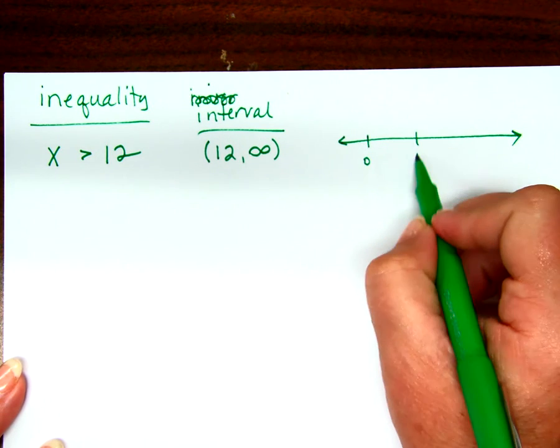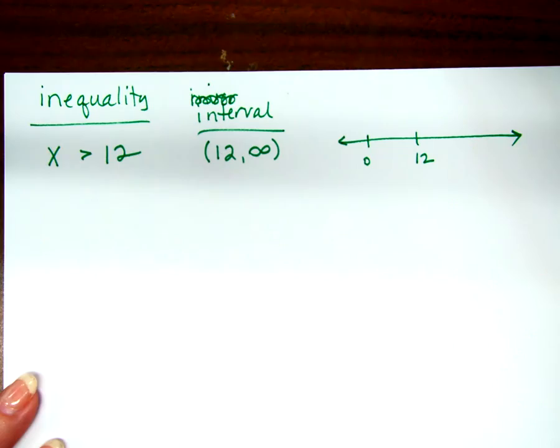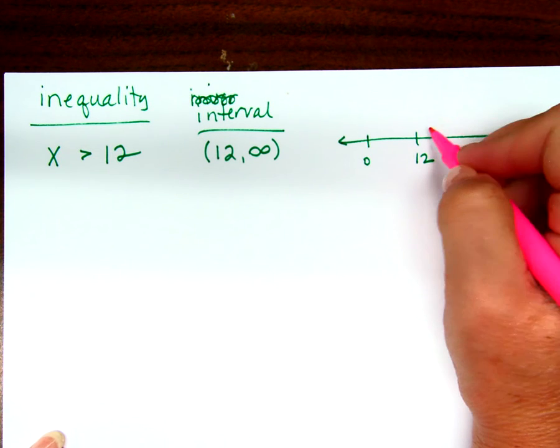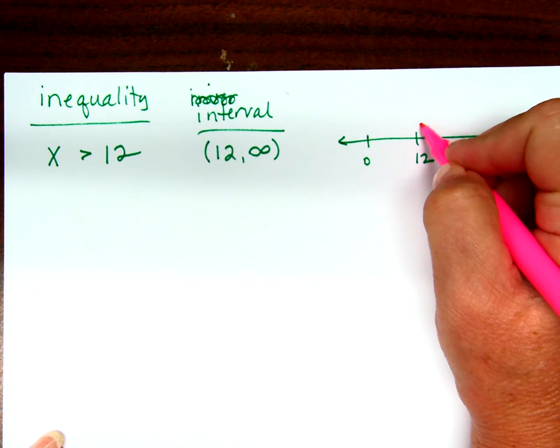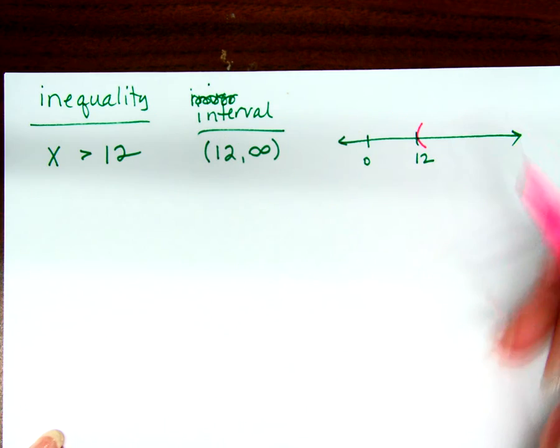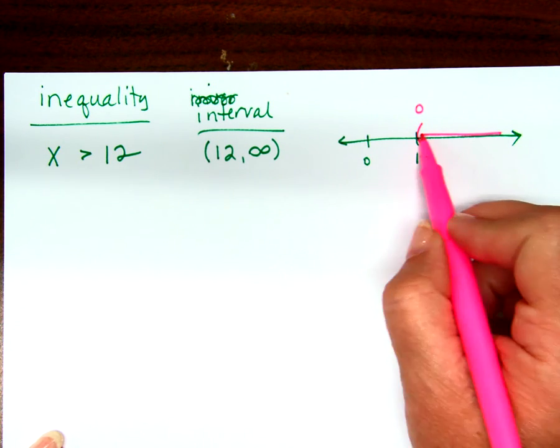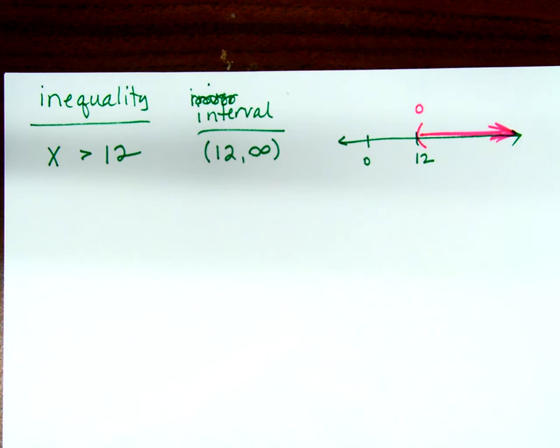On a number line, what would it look like? Here's 0, here's 12. It would be an open circle or a parenthesis, and it would be greater than 12, so it's facing this way.